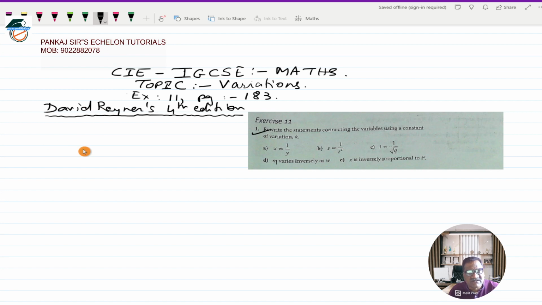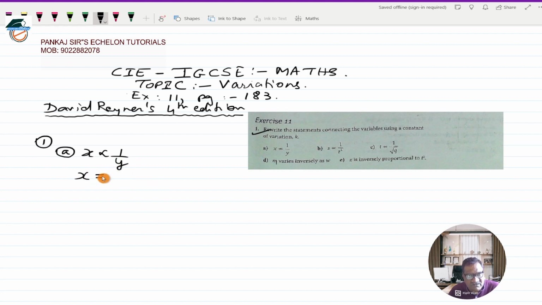Question number 1 says: rewrite the statements connecting the variables using a constant of variation k, and there are some sub-questions a, b, c, d, e given to you. The first sub-question is, x is inversely proportional to y. What they have asked you to do is put the constant k in this relationship. When you put constant k, the proportionality sign will be replaced by an equal to sign.